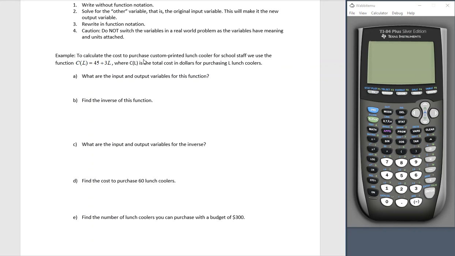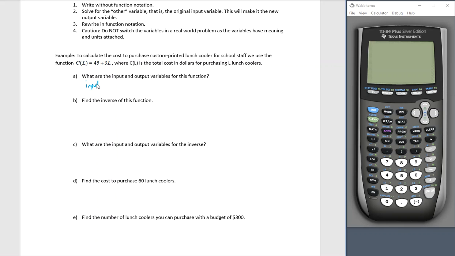To calculate the cost to purchase custom printed lunch coolers for school staff, we use the function C(L) = 45 + 3L, where C(L) is the total cost in dollars for purchasing L lunch coolers. We've seen this problem before. It's earlier in the playlist, I believe one of the first sections, when we start playing with linear equations. What are the input and output variables for this function?